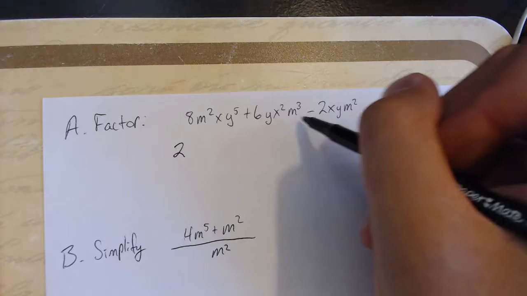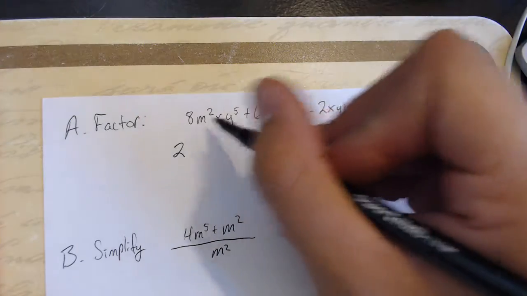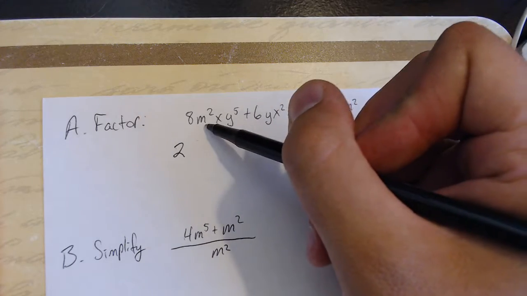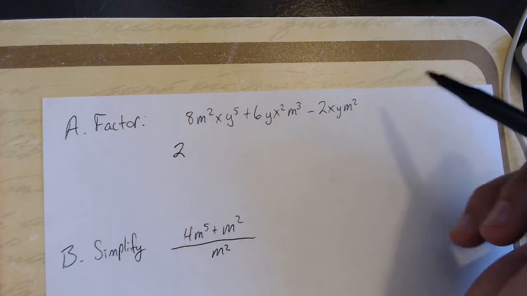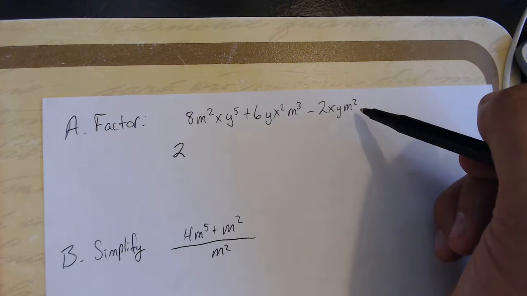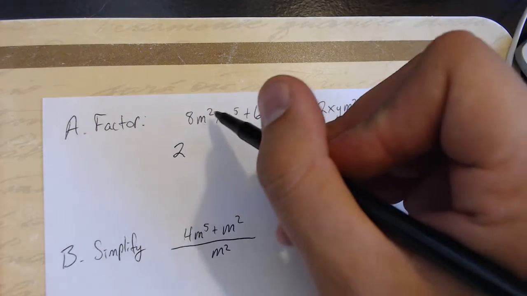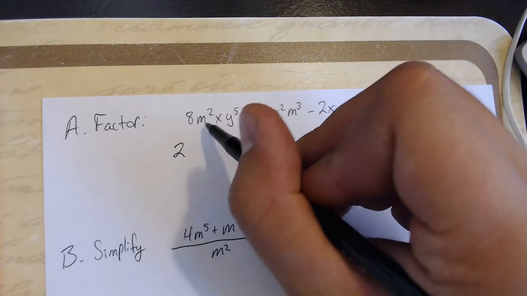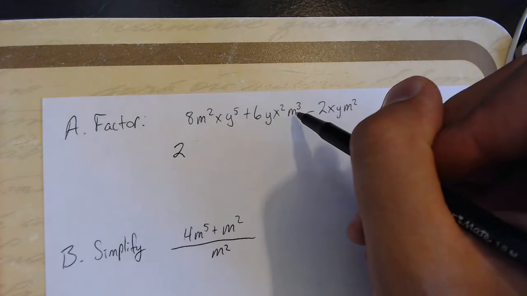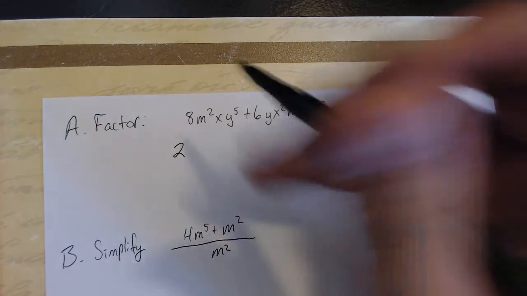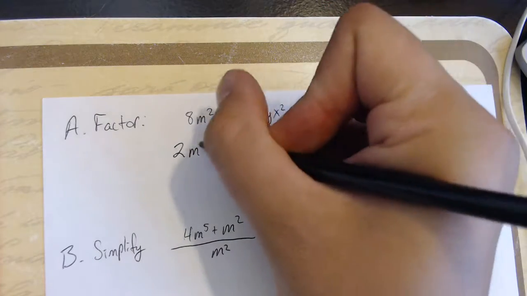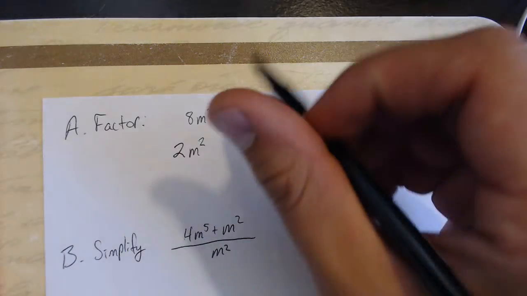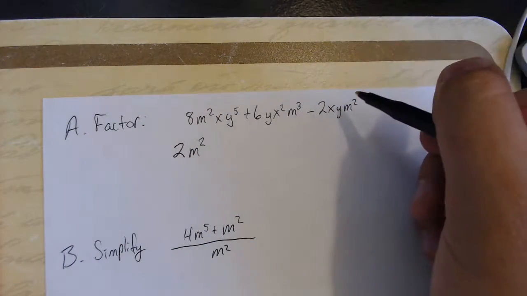Now we're going to go to our variables, and we're going to take them each individually. I like to work in alphabetical order, so I'll start with m. In the first term we have m squared. In the second term we have m cubed. And in the third term we have m squared again. So we take the lowest common exponent, which in this case is m squared, because this has m squared, this has m squared, and this has a little more than m squared, but there's definitely an m squared in there. Now if one of the terms did not have an m, I would not be able to pull m out, but thankfully they all have an m. So I'm going to use m squared.